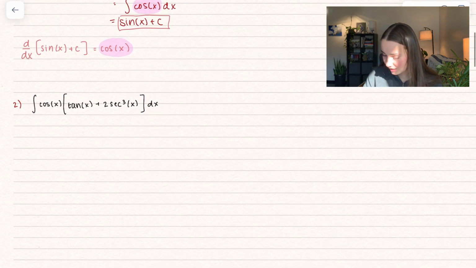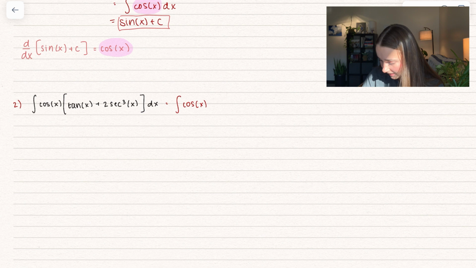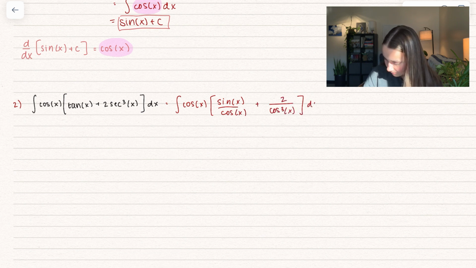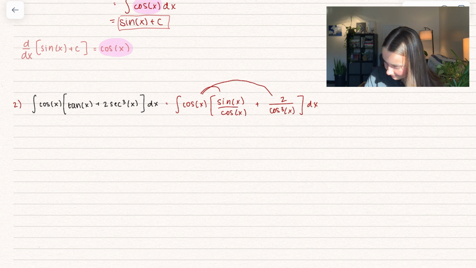Of course, we're going to go ahead and rewrite this in terms of sine and cosine. So that cosine on the outside stays the same, but I'm going to change what is going on in here. So that becomes sine of x divided by cosine of x plus 2 over cosine cubed of x. So we just did some trigonometry. Now we're going to do some algebra. So let's go ahead and multiply that cosine of x in.